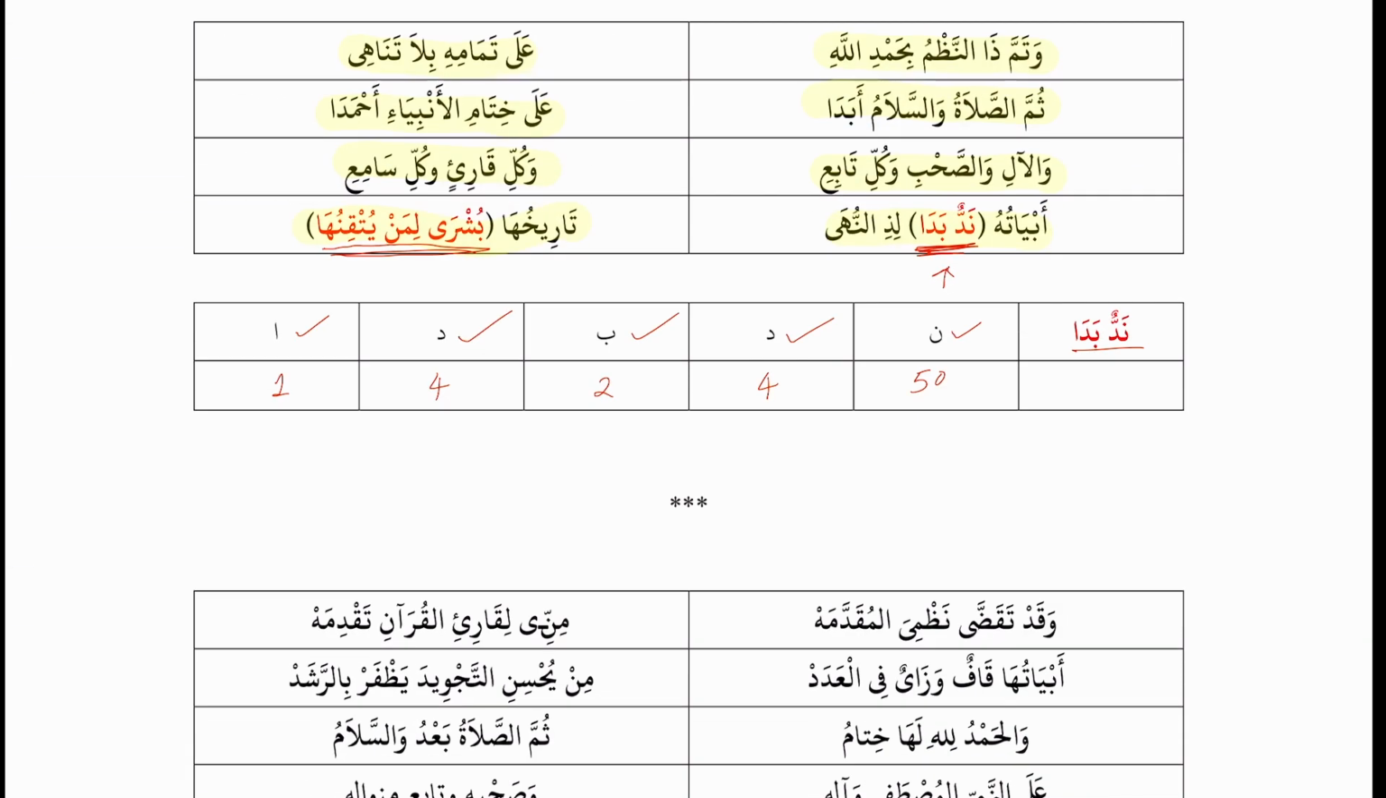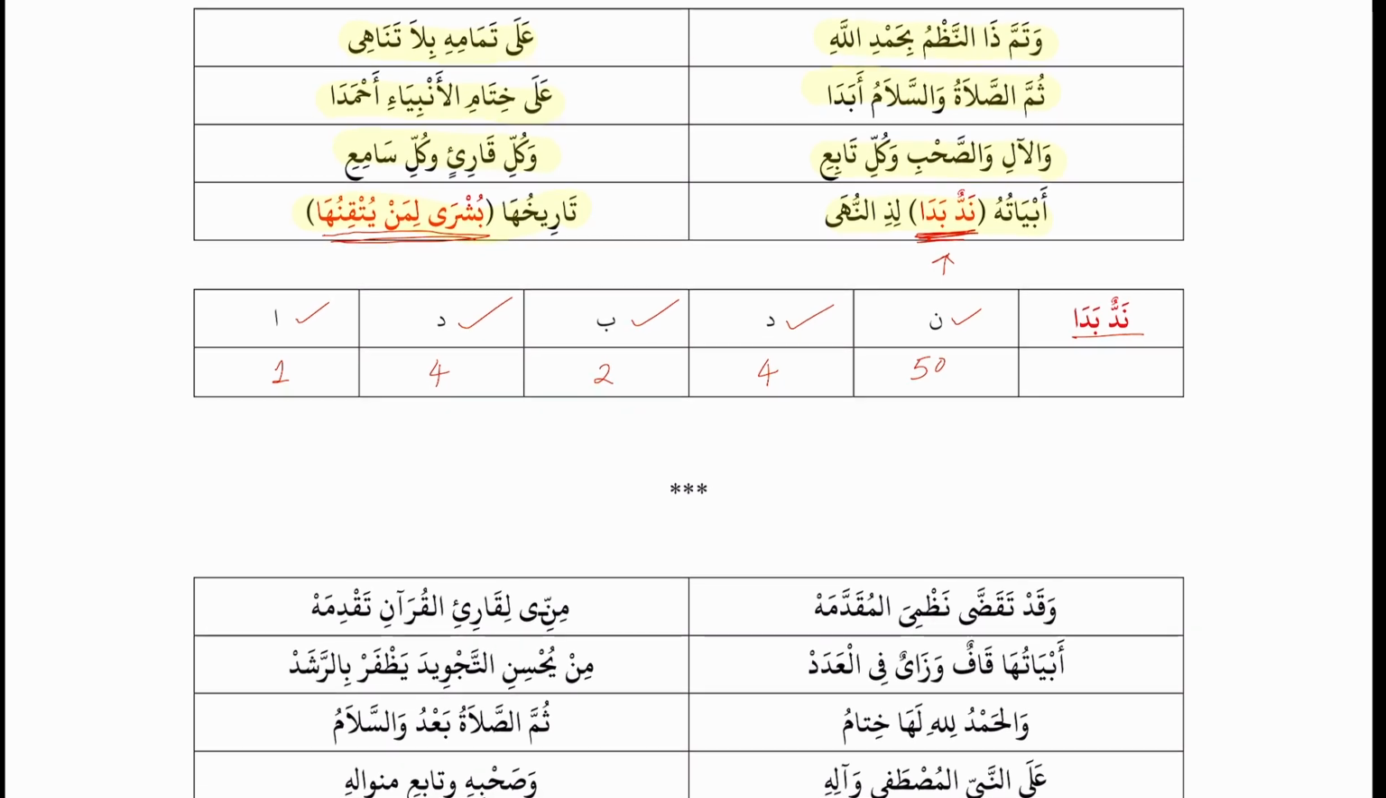So here, if we add this up, we're going to see that we have 50 plus 4, 54. Plus 2, 56. Plus 4, 60. Plus 1, 61. So the lines of Tuhfatul Atfal are 61 lines. How did we get there? By adding this phrase up. أبياته ند بدا لذي النهى. ند بدا.